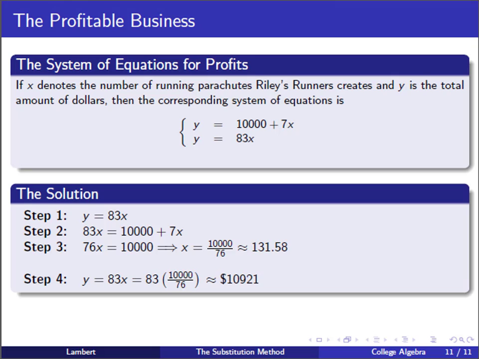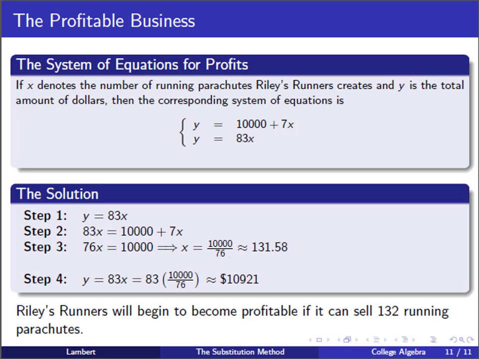But in actuality, we're looking for that break-even point, or where the profit begins to occur. You can't have 58 hundredths of a running parachute, so you build the next biggest one to become profitable. So Riley's Runners will begin to become profitable if it can sell 132 running parachutes, and that's a reasonable number. So it seems like there could be a profitable business if you actually can have a market for this, where people want to purchase this item. So all things to keep in mind, and hopefully this gives you some idea of how to work the substitution method.